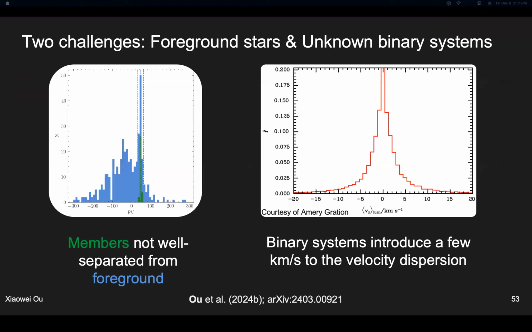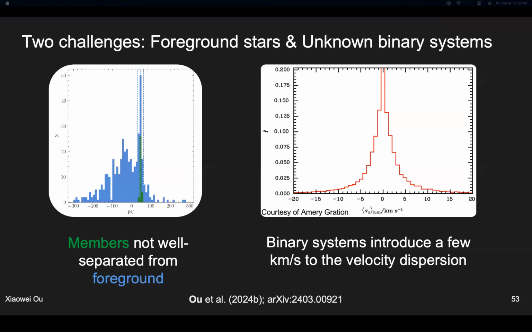Now, getting stars for intact UFDs is challenging for two reasons. One, as I mentioned earlier, is that the foreground from the Milky Way halo is very tricky, in the sense that if we look at any single dimension, in this case radial velocity, the member stars of a UFD sometimes are not well separated from the foreground, and that is the case for Hercules. So you have to incorporate multiple dimensions when conducting sample selection.